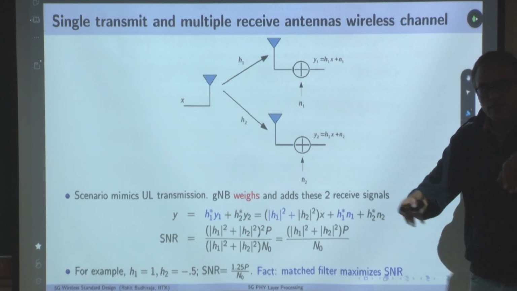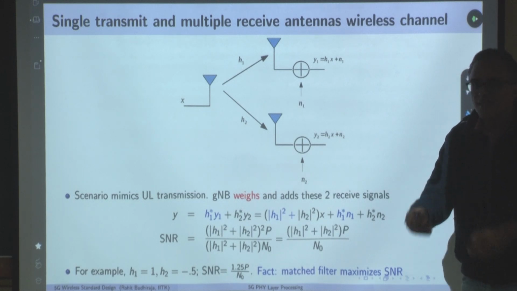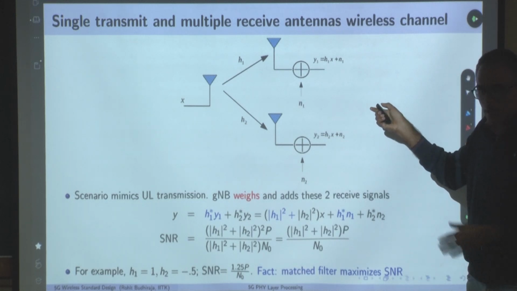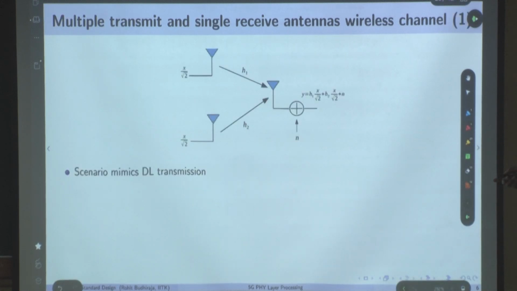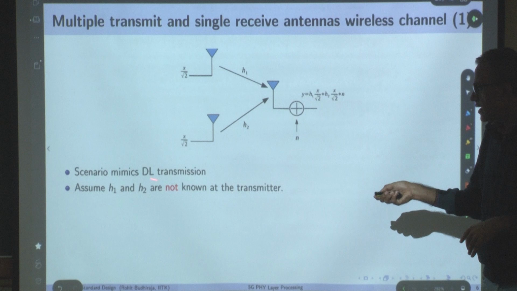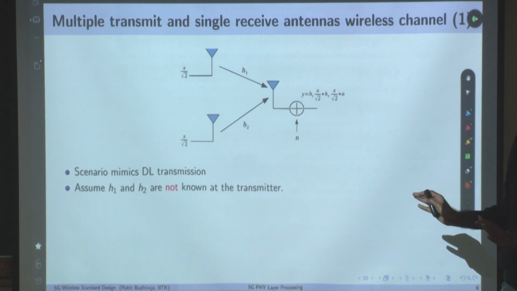So it is the receiver which can easily estimate the channel. It is very difficult for the transmitter to know the channel, because the transmitter does not see the channel, it is the receiver which is seeing the channel. I just told you how. So the first case, assume that h1 and h2 are not known at the transmitter.